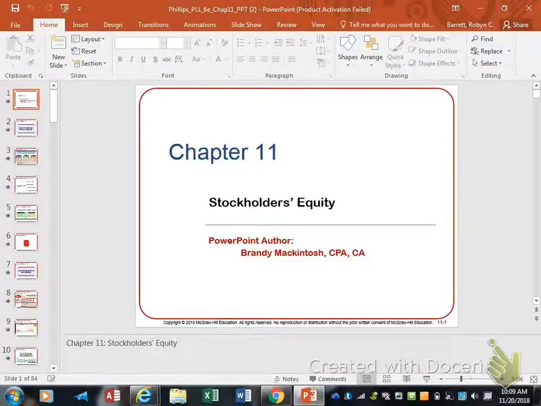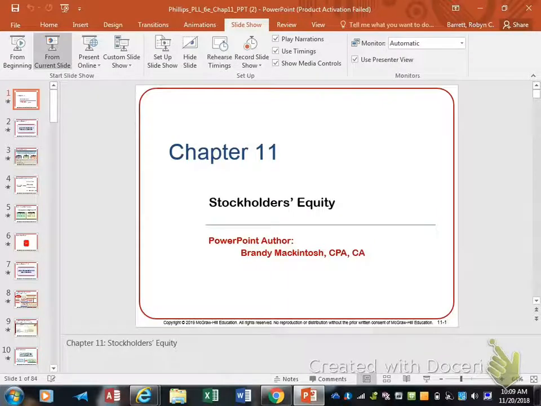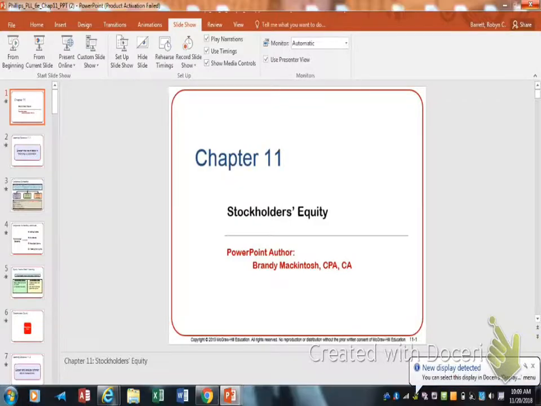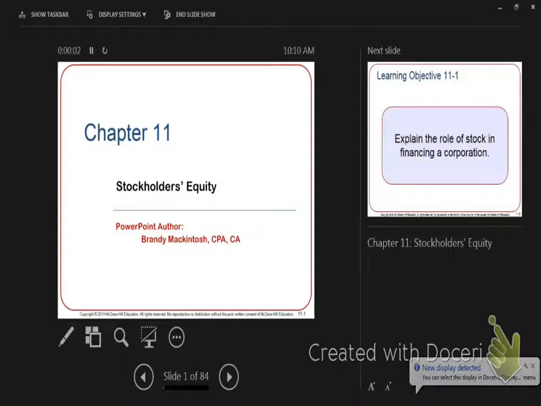Okay, so chapter 11, stockholders' equity. Now, we will do chapter 11 and 13, but 13 is smaller, so this is our last big chapter, which is why it's the last part that's on the test. 13 is just ratios and horizontal analysis, so it's a lot smaller.